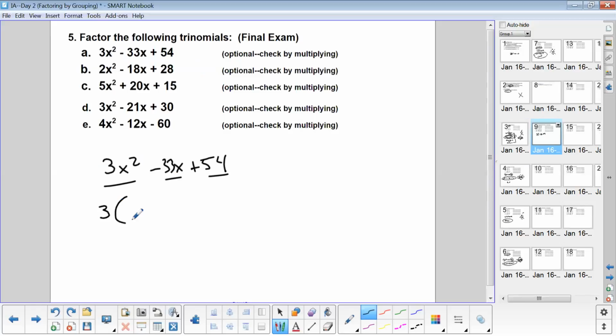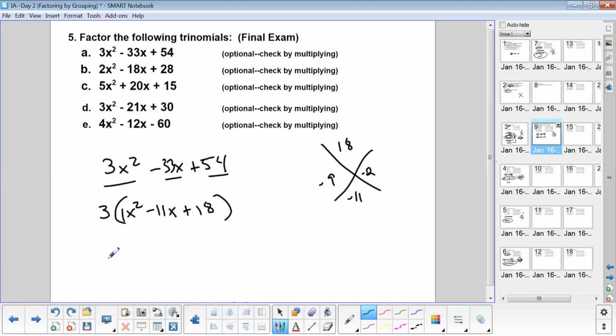So I'm going to divide everything by 3, and I'm left with x squared minus 11x, and 3 will divide 54 18 times. So now I'm looking at what's inside the parentheses. I need 2 numbers that multiply to give me 18 and add to give me negative 11. And that would be 9 and 2, and both of them would be negative, because negative 9 plus a negative 2 is a negative 11. But what's a negative 9 times a negative 2?